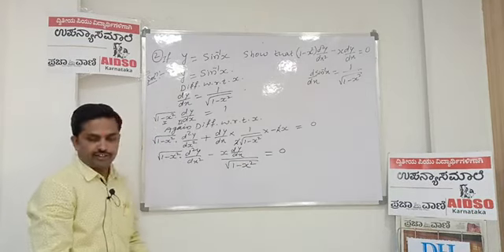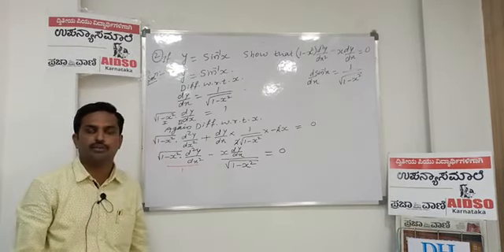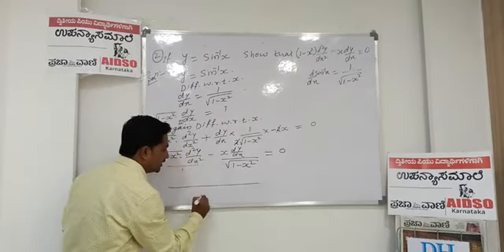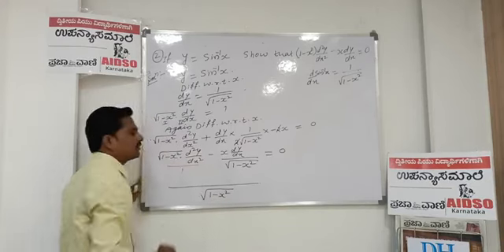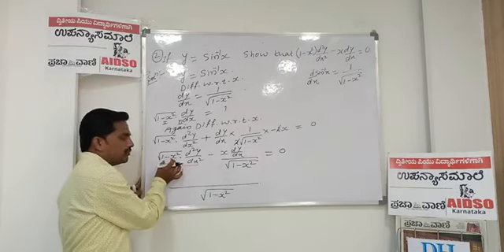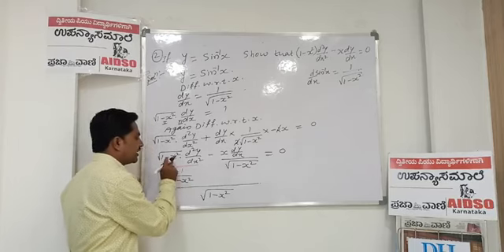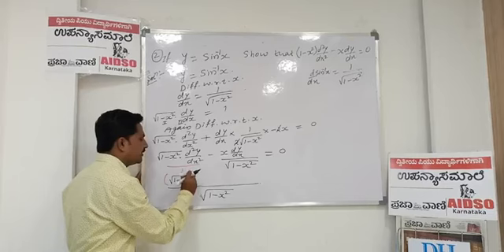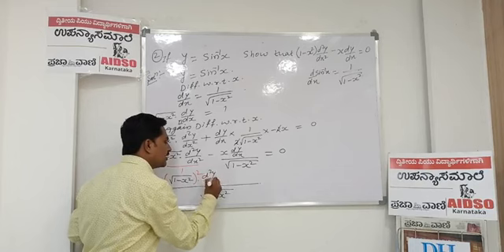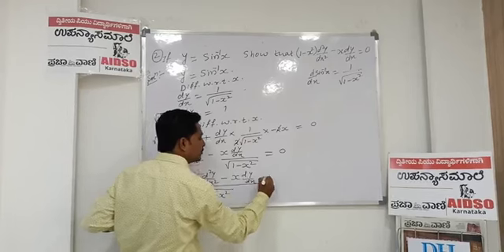So now if you see here, nothing is there, which means in this part we can consider it equal to 1. Then further it will be taken as the LCM. The LCM will be equal to square root of 1 minus x square. So if the LCM is square root of 1 minus x square, it gets multiplied with this factor, and this will be equal to square root of 1 minus x square into square root of 1 minus x square, which is square root of 1 minus x square whole square into d square y by dx square minus x dy by dx is equal to 0.